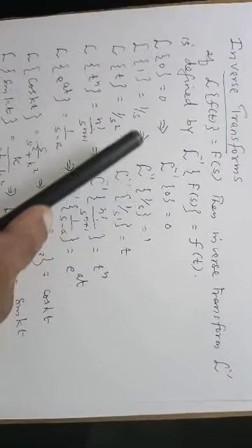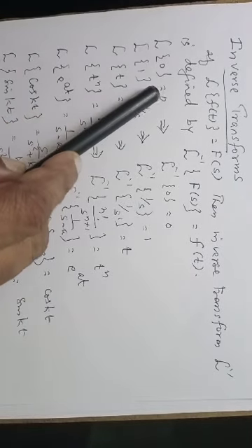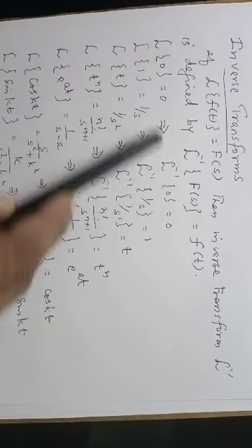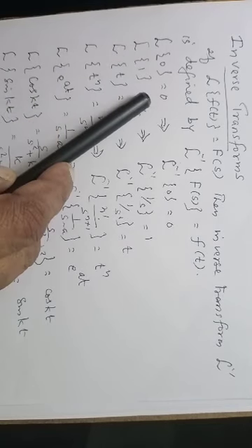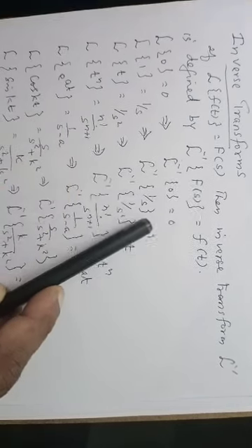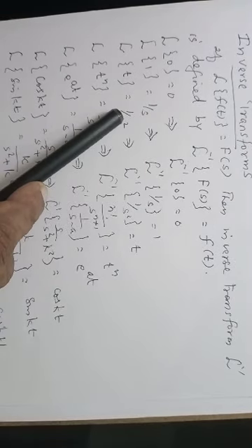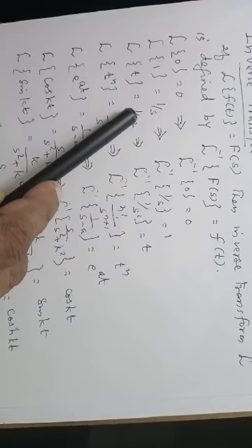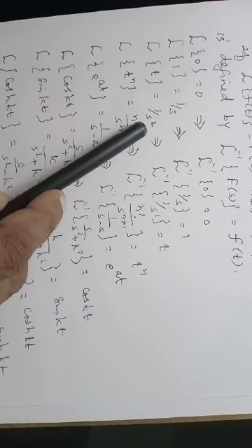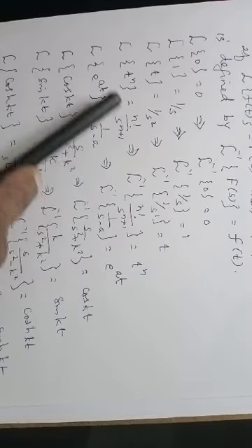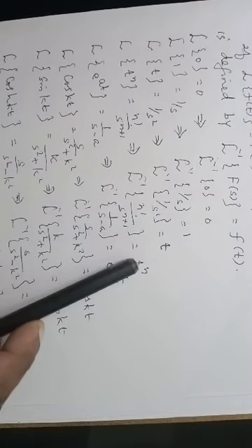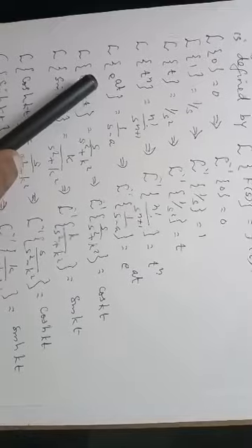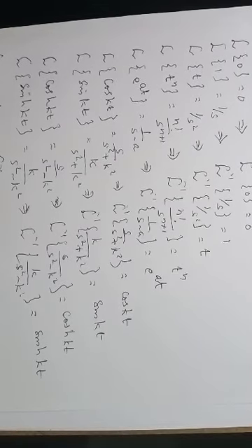We have already seen results. L of 0 equals 0, then L inverse 0 equals 0. L of 1 is equal to 1 by s, then L inverse of 1 by s equals 1. L of t is equal to 1 by s square, then L inverse of 1 by s square is equal to t, etc. L of t raised to n is n factorial by s raised to n plus 1, then L inverse of n factorial by s raised to n plus 1 is equal to t raised to n. In this case, we have all the results and inverses.